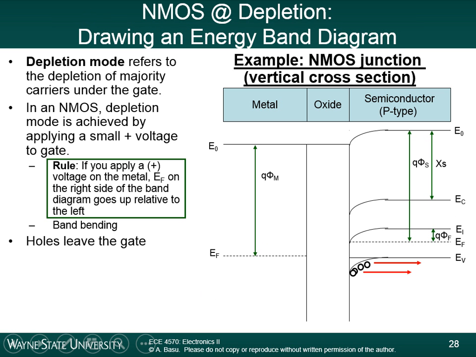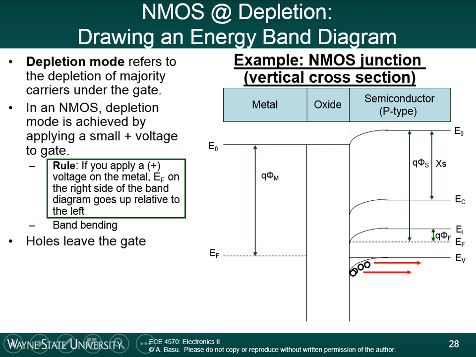What is it at the interface? Look at the location of the Fermi level with respect to EI, EV, and EC. Exactly. It becomes more like an intrinsic semiconductor. So it doesn't have a high hole concentration. It doesn't have a high electron concentration. So this semiconductor starts to behave sort of like an undoped semiconductor.